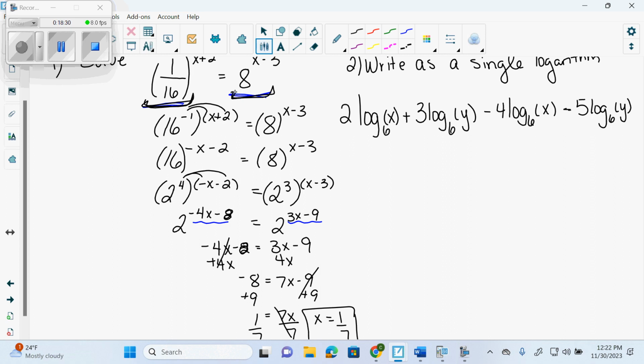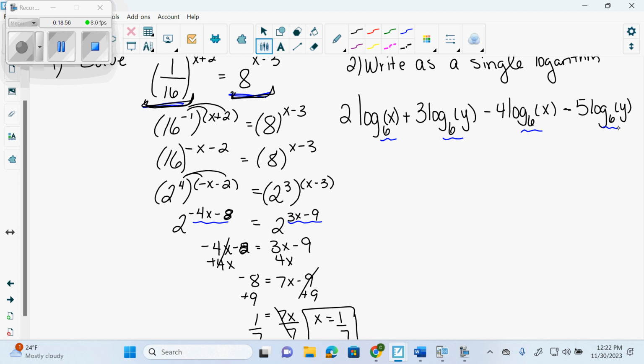Now, number 2, I want you to write as a single logarithm. In order to write as a single logarithm, we need to have the same base. Do we have that currently? Yeah? What else do we need? What do we need in the front of each of them? Plus 1s or minus 1s. And how do we get that if we have numbers in front? You do power rule. What's power rule?